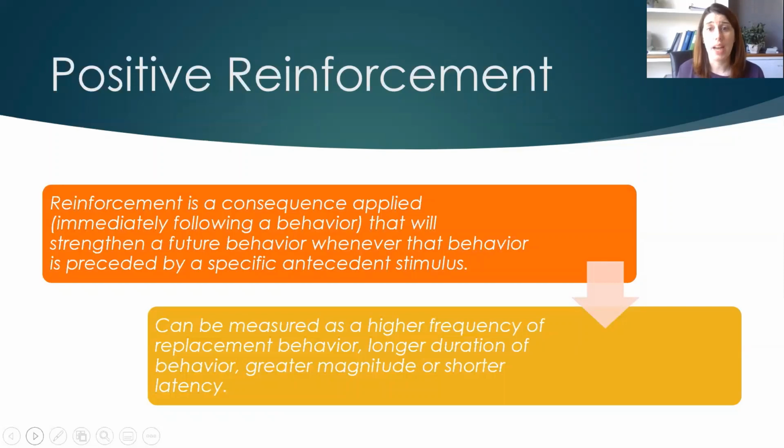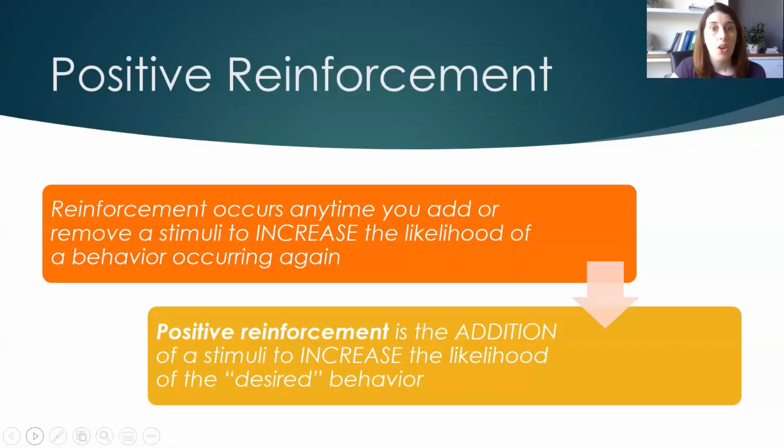So it can be measured as a higher frequency of replacement behavior, a longer duration of behavior, or a greater magnitude or a shorter latency. So how long it takes them to complete that activity, for example. So reinforcement occurs anytime you add or remove a stimuli to increase the likelihood of the behavior occurring again. Positive reinforcement in particular is the addition of a stimuli to increase the likelihood of the desired behavior.